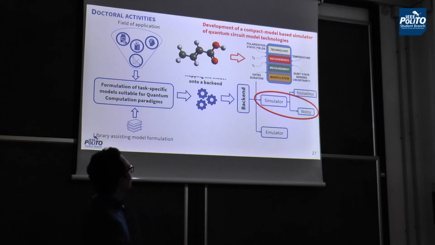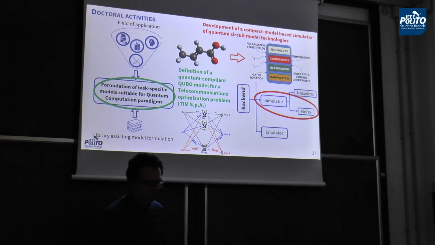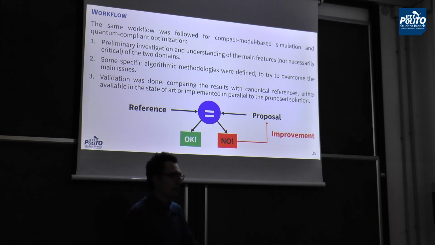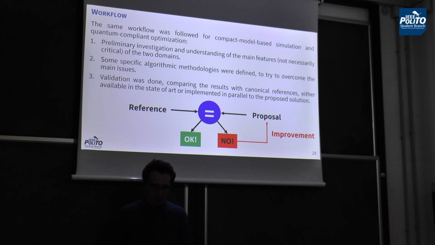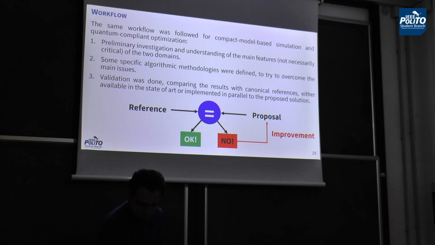In particular, I developed a compact model-based simulator of quantum computers, of quantum computing technologies, and I also worked on the definition of a Kubo model for a telecommunication optimization problem in collaboration with TIM, SAPR. The workflow was more or less the same in both domains, even though they are quite distant from each other. I started from a preliminary investigation of the main features of the 2 domains. Then I tried to define some specific approaches, algorithm, to overcome the dimensions, and finally I did a validation with a reference, which could be available in the state of the art or implemented in parallel to the proposed solution. This check was also important to improve the proposed method.